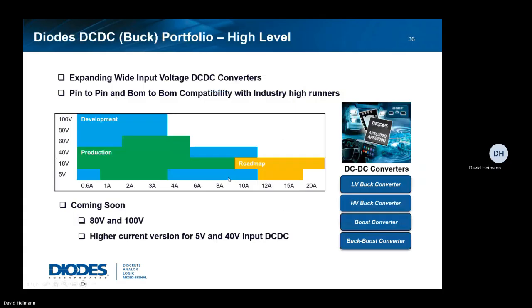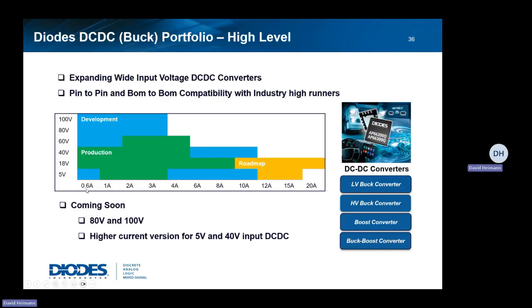So this is a high-level look at our DC to DC buck converter offering. The slide is a little dated. We do have parts shipping in production at 100 volt and 80 volt now, in addition to the 60 volt and 40 volt down to 5 volt parts. So you can see this is the input voltage range we support. These are the output current ranges we support.